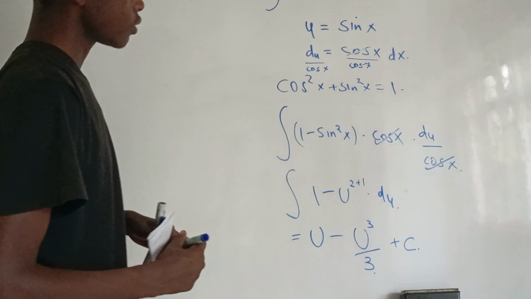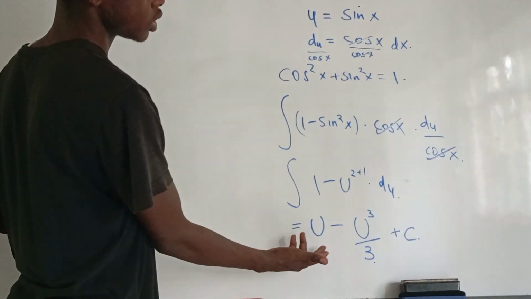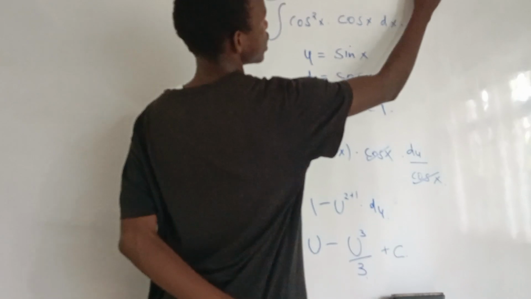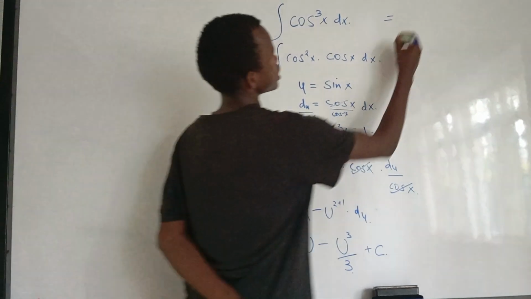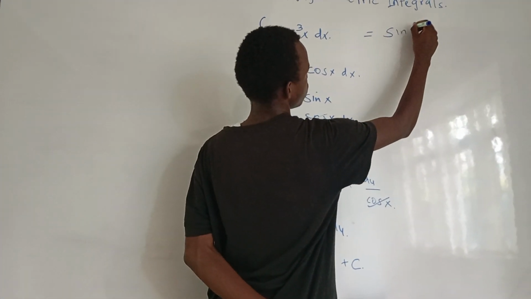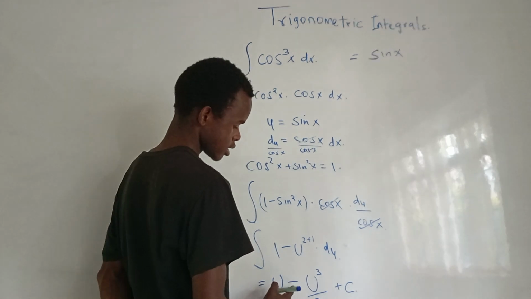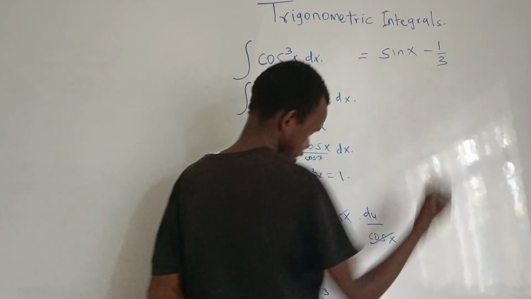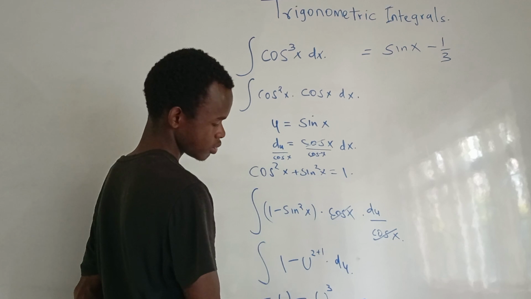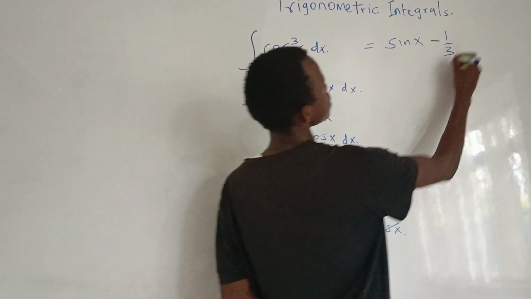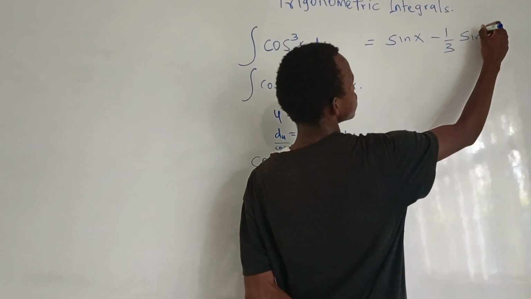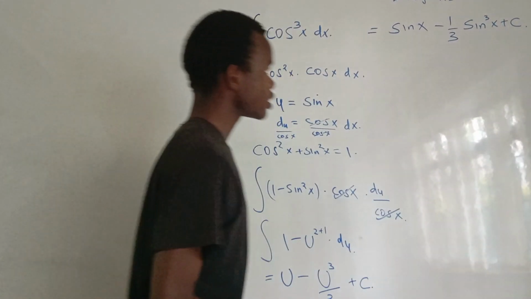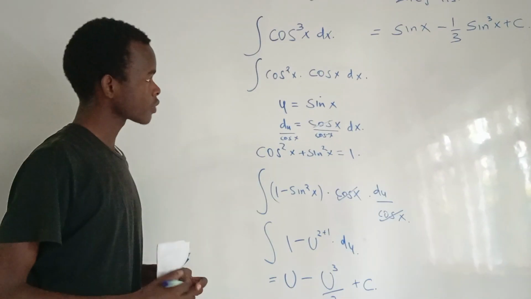From there, I'll just replace my u. My u is sine of x. So my final answer is sine of x minus 1 over 3 sine cubed x, plus c. So that's how we maneuver through that.